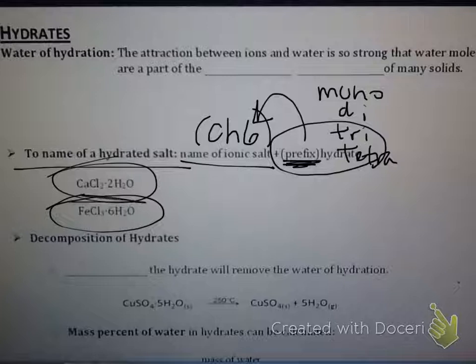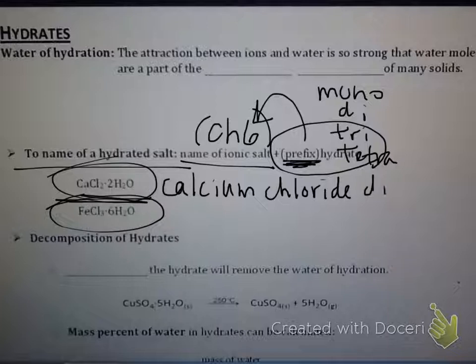So for example, when we have CaCl2 dot 2H2O, the name of that hydrate is calcium chloride, but since there's two waters, it's the dihydrate. So we name the prefix hydrate. All right, what about the next one?